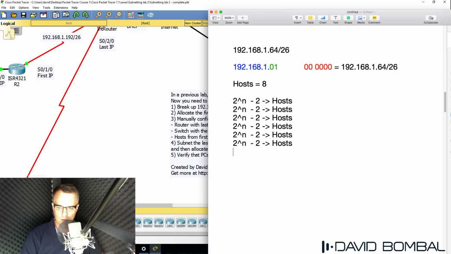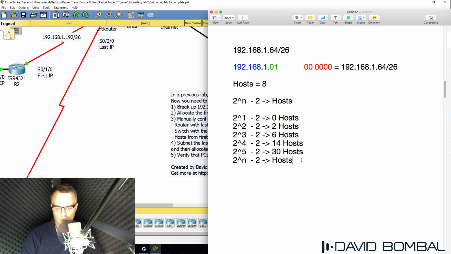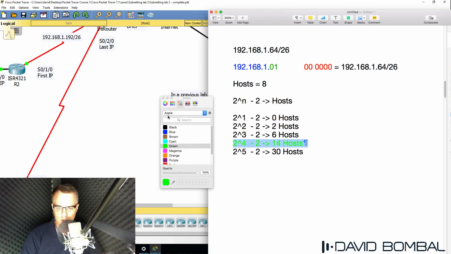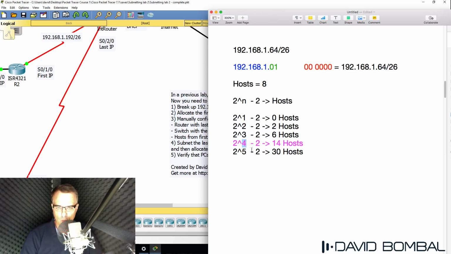That gives us the number of hosts that we require. So if we work through that, 2 to the power of 1 is 2, minus 2 will give us 0 hosts. So that's not enough. 2 to the power of 2 minus 2 gives us 2 hosts, also not enough. 2 to the power of 3 is 8, minus 2 gives us 6, not enough. 2 to the power of 4 is 16, minus 2 gives us 14 hosts. So that is enough. 2 to the power of 5 is 32, minus 2 would give us 30 hosts, and we could continue with that, but we already know that this is the number of hosts that we require. So we need 4 bits in the host portion, which would give us 16 combinations, minus 2, 1 for broadcast, 1 for network, gives us 14 hosts.